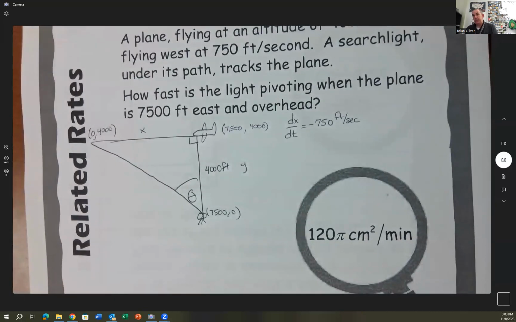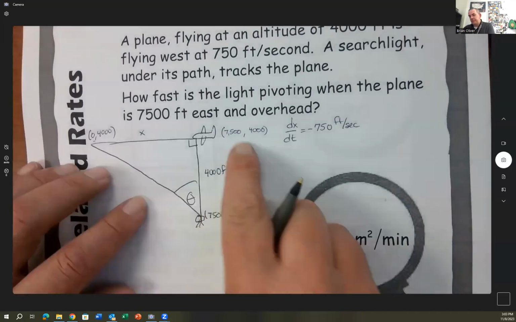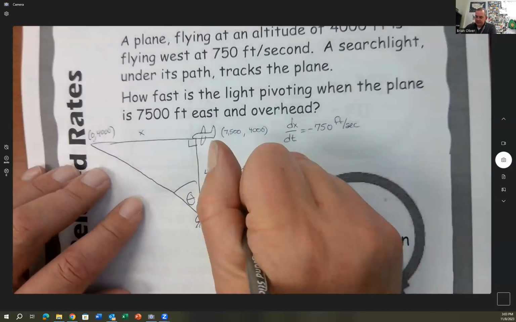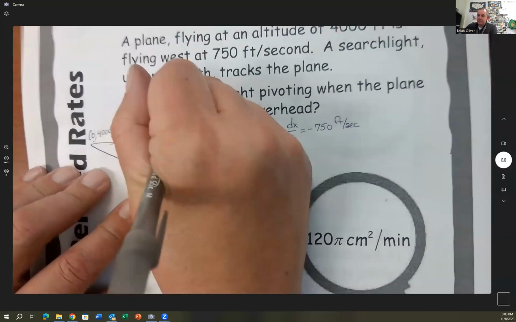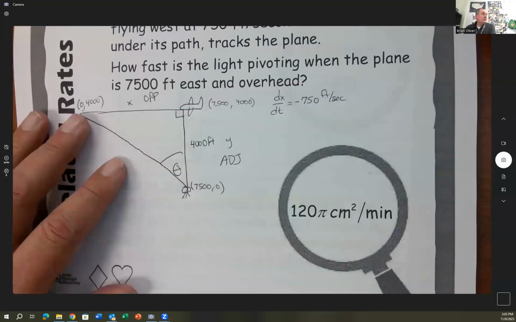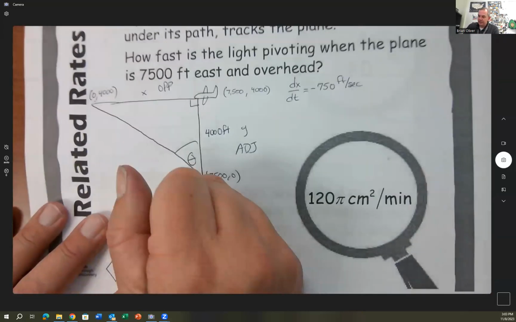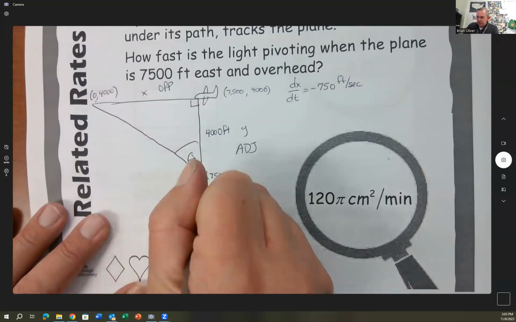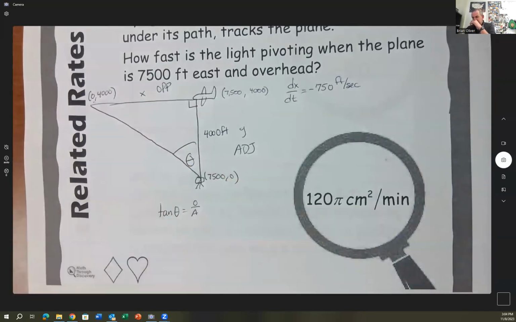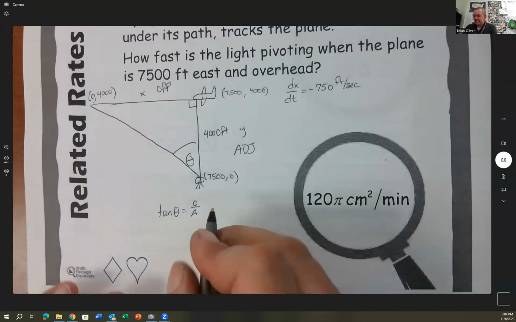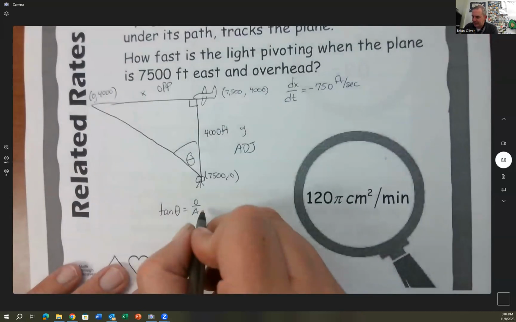Again, if you look at it, what is it giving me? It's giving me stuff over here, which is adjacent, and thing over here, which is opposite. Opposite and adjacent means tangent. So I'm figuring out tangent theta equals opposite over adjacent. Well, which one of those is fixed? In this case, the adjacent, that height is fixed.